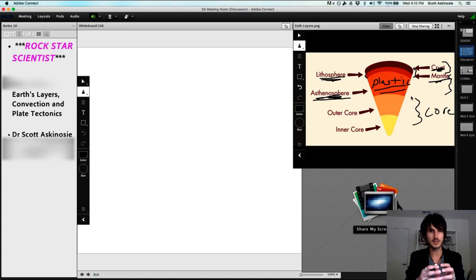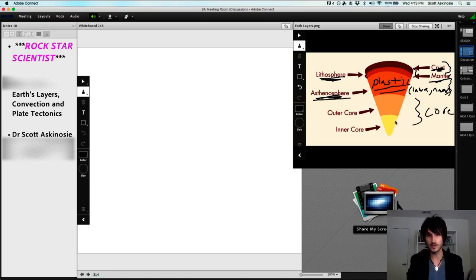So this layer is plastic because it has the consistency of mud or clay or silly putty, something that you could form with your hands if it wouldn't melt because it's so hot. So the asthenosphere is plastic, and we like to think of that as lava or magma. Magma. So liquid molten rock, semi-liquid molten rock.